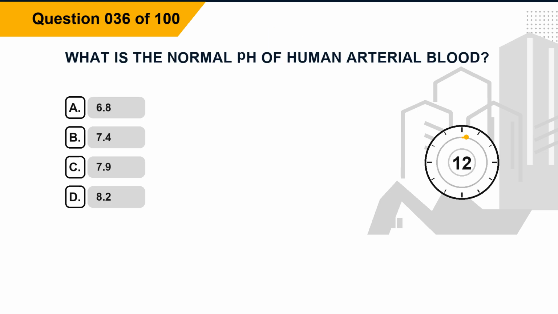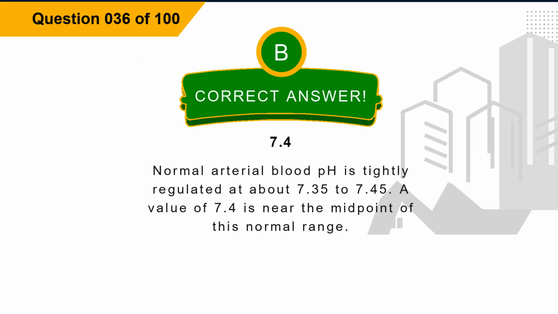Question 36. What is the normal pH of human arterial blood? Option A, 6.8. Option B, 7.4. Option C, 7.9. Option D, 8.2. The correct answer is option B, 7.4. Explanation. Normal arterial blood pH is tightly regulated at about 7.35 to 7.45. A value of 7.4 is near the midpoint of this normal range.